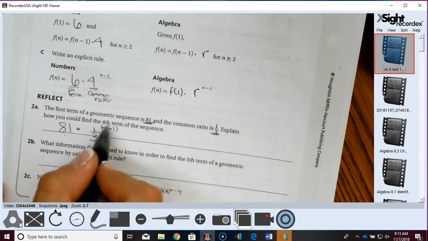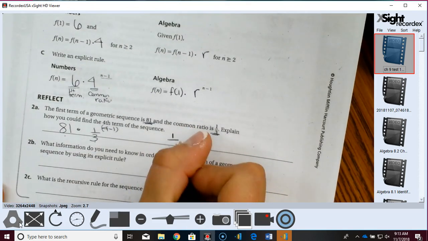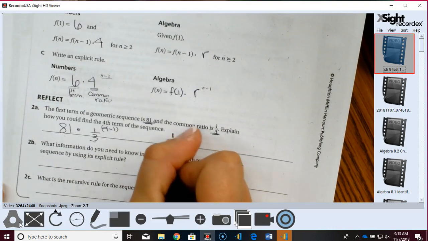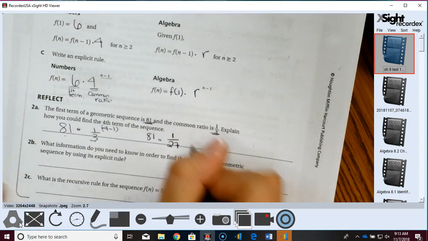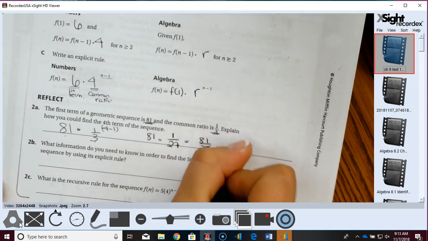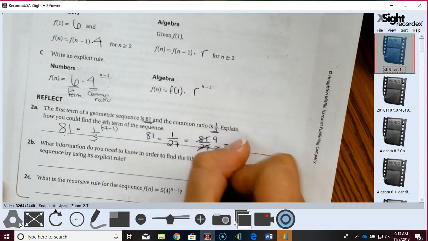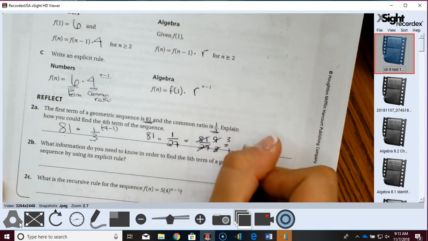1/3 to the third. 1 to the third is what? 1. And 3 to the third, 3 times 3 is 9, times 3 is 27. 81 times 1 over 27 is 81 over 27. 9 goes in here 3 times. 9 goes in here 9 times. 3 goes in here once. 3 goes in here 3 times. So it's going to be 3.